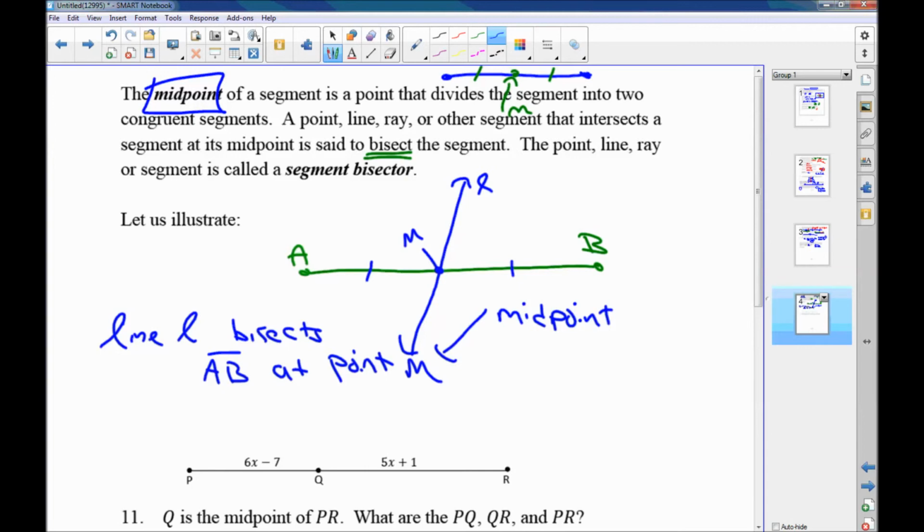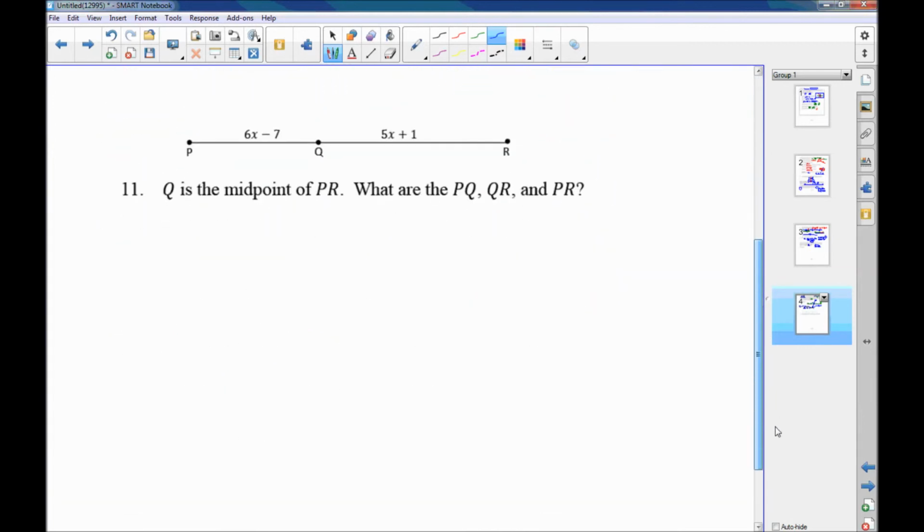All right. I think we have one more question down here, number 11. Q is the midpoint of PR. What is PQ, QR, and PR? So what are the values of those three things? So Q is the midpoint of this. It doesn't look like a midpoint. It looks a little too far to the left, but it's supposed to be our midpoint. So it's drawn misleading on purpose.